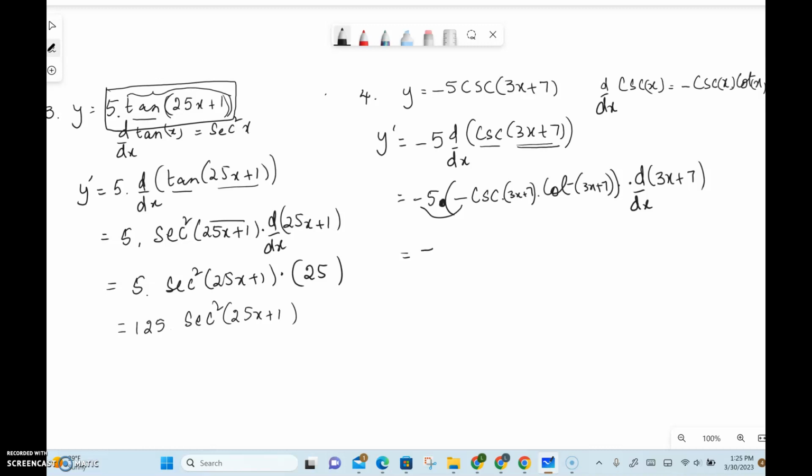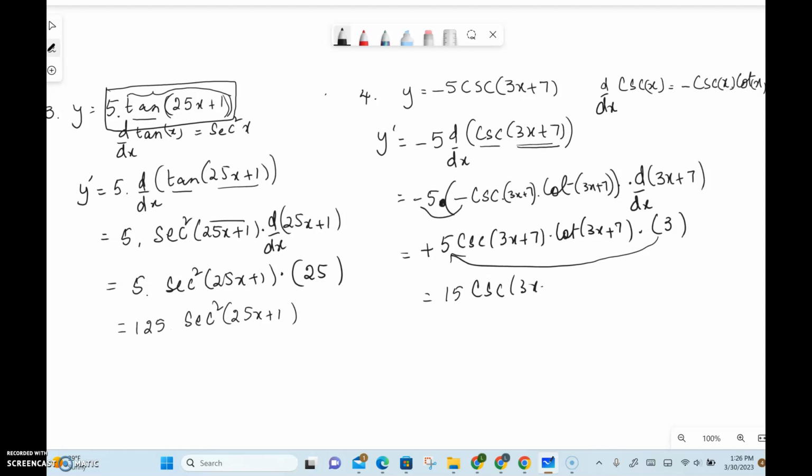So that becomes a plus 5 cosecant of 3x plus 7 times cotangent of 3x plus 7 times d by dx of 3x plus 7 is 3. Now don't leave the constant at the end. Combine all the constants, always put it in front. Cosecant of 3x plus 7 times cotangent of 3x plus 7.